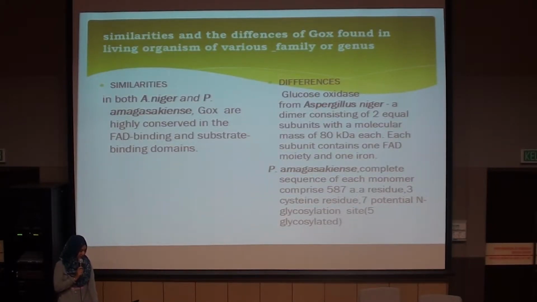This is the similarities and differences of glucose oxidase found in living organisms of various families or genera. We compare the glucose oxidase in Aspergillus niger and Penicillium aeruginosa.